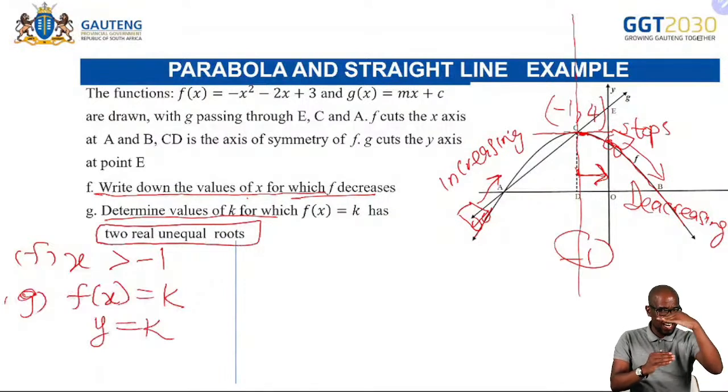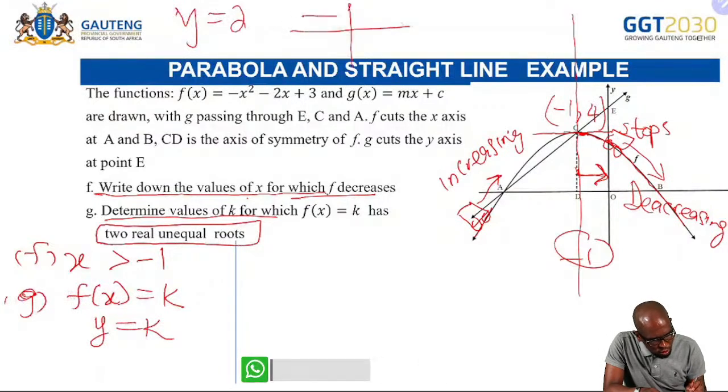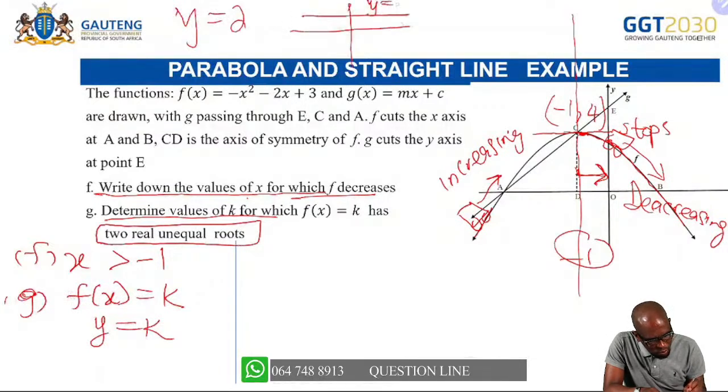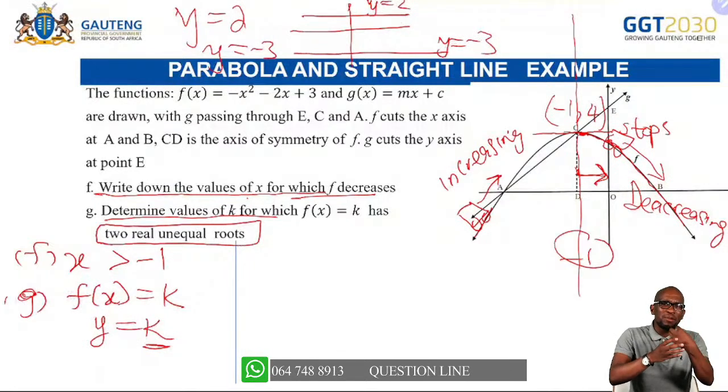It's a horizontal line. You know, if I say to you, draw a line y equals 2, obviously you'd draw that line. If I say draw a line y equals -3, you'll put a line here, y equals -3. So here it's line y equals what? K, where k is the parameter that we are investigating. So line y equals k is a line that we are going to use.